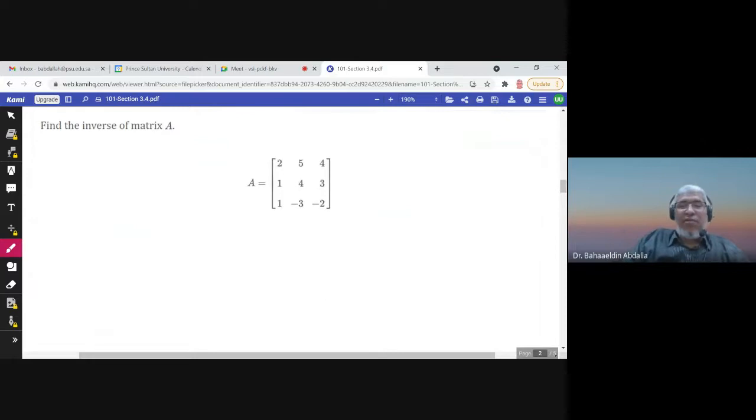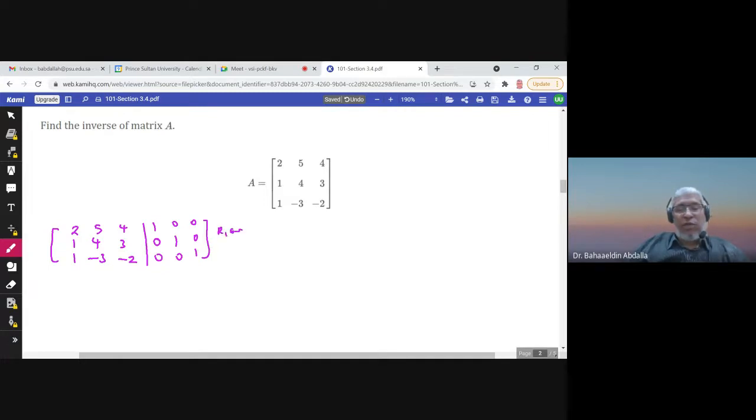Okay, this is an example. Find the inverse of the matrix A. So we start by writing A, and then we write a vertical bar and we write the identity matrix. And now we change the matrix A to the identity matrix. So the first number here should be 1, not 2. So I will interchange row 1 and row 2.